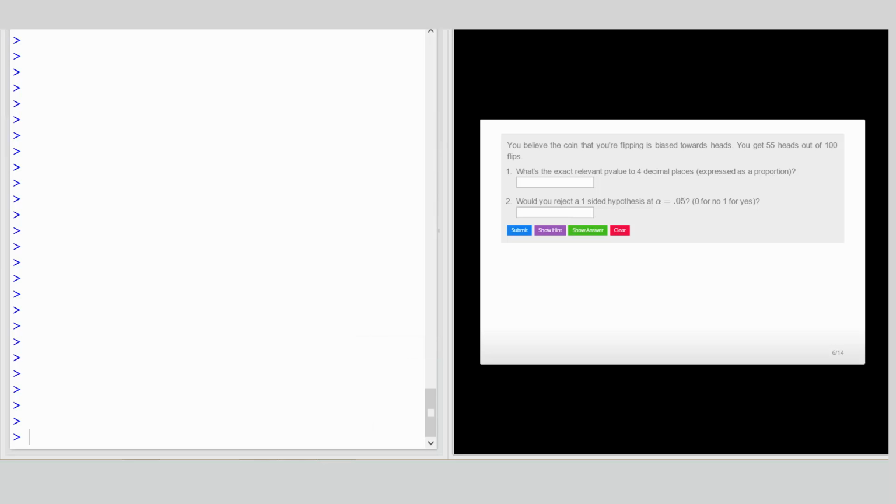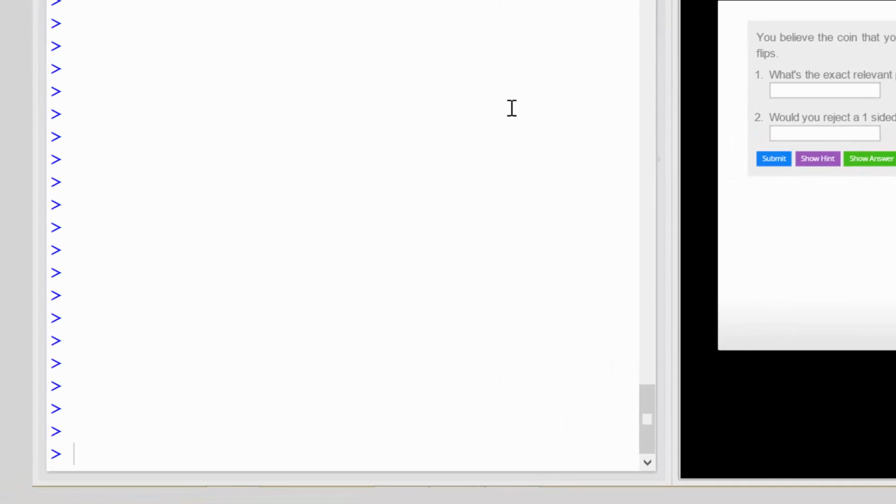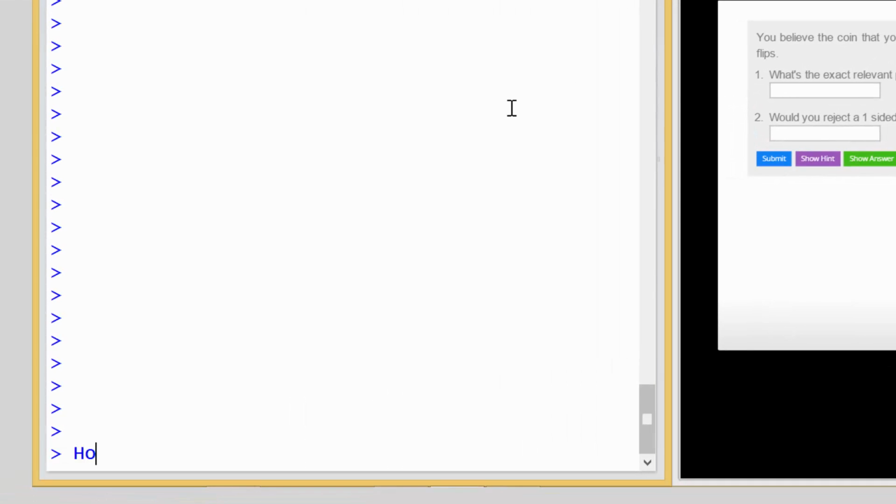In this problem, it's asking us to calculate a p-value exactly using exact binomial calculations. So here we flipped a coin, we got 55 heads out of 100 trials, and we want to test whether or not the coin is fair or it's biased towards heads. So that means we want to test H naught: p equal to 0.5 versus Ha: p greater than 0.5. Okay, so that's the hypothesis we want to test.